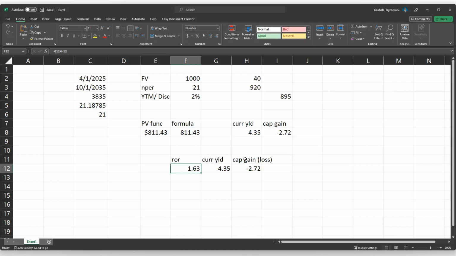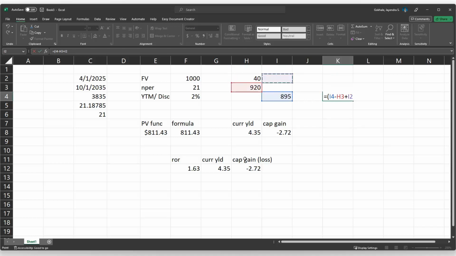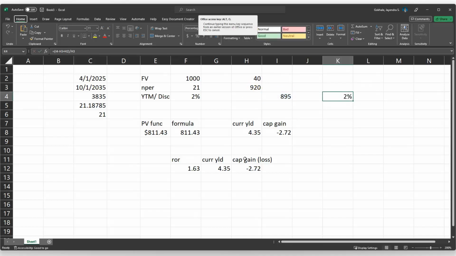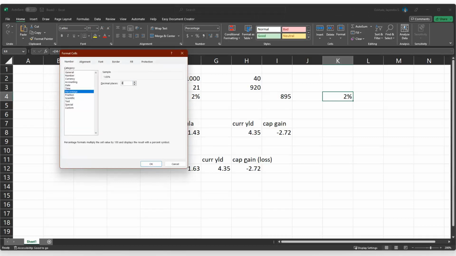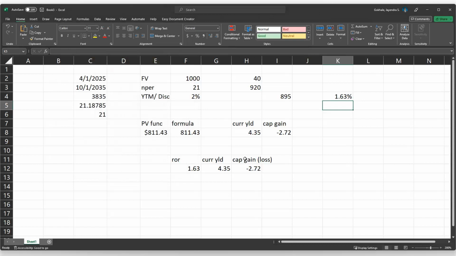So in this case, the rate of return is 1.63%. We can do this in another straightforward way. Equals parenthesis the selling price minus the purchase price plus any coupons or payments that we received in between, divided by the purchase price times 100. Make it 2 decimal places. So 1.63%, same answer as this one.